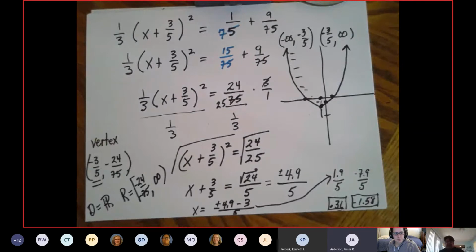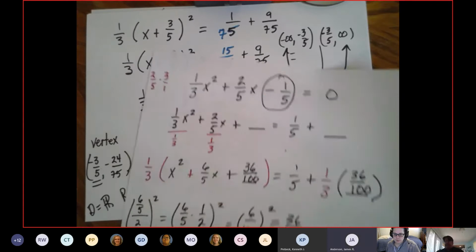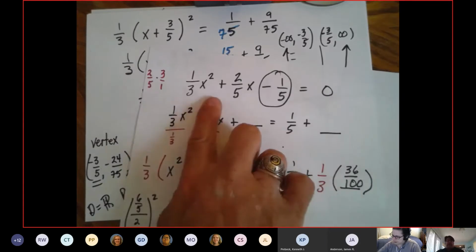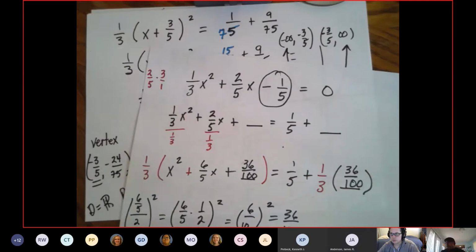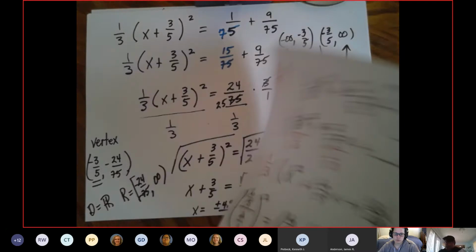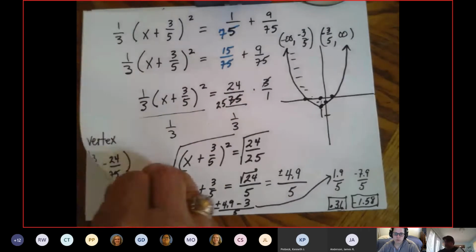Now you can also check this with your calculator. You can put that in your calculator and graph it out and do a trace and see if your answers are correct. So make sure you do that. Okay, so that's a little bit of review over the review. All right, let's throw something else out at you.